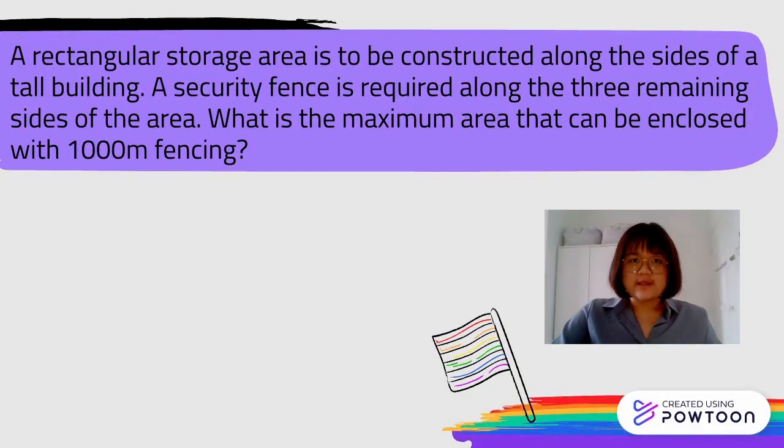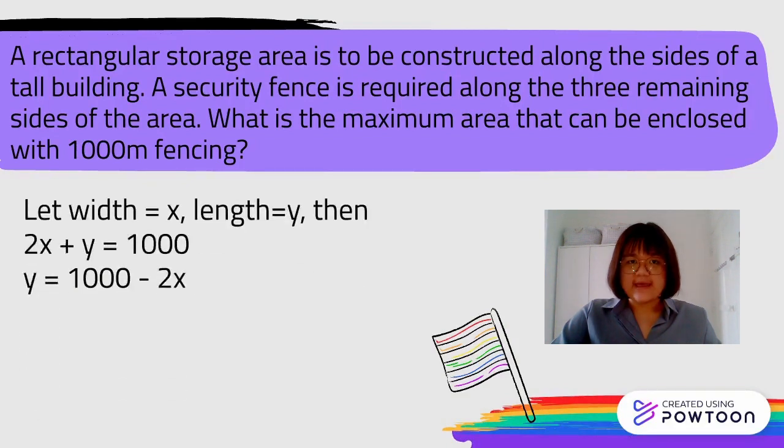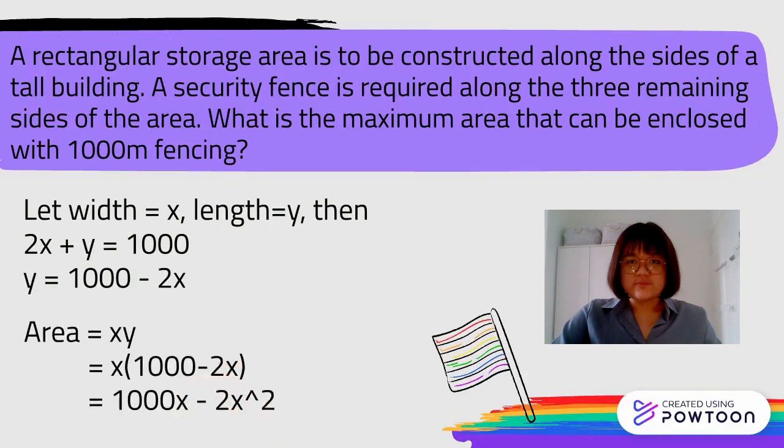From the questions, we can know that the security fence is not needed on one side of the area. So let width equal x and length equal y. 2x plus y equal 1000. Y equal 1000 minus 2x. Formula for area is area equal x times y. Then substitute the first equation into this equation. X multiplied by 1000 minus 2x equal 1000x minus 2x squared.